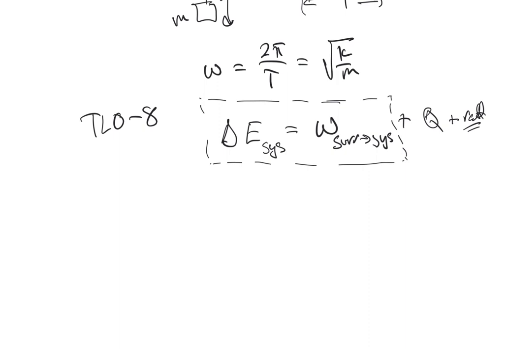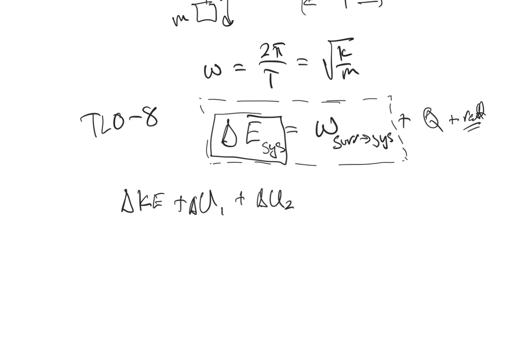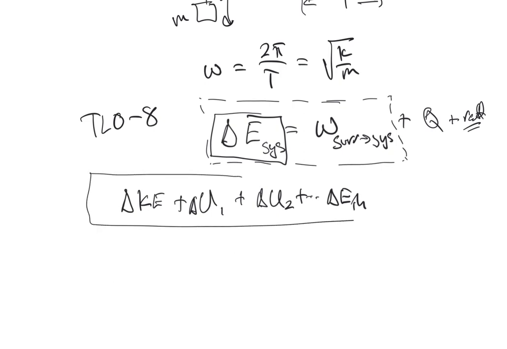But this TLO-8 focuses on the left-hand side of this equation. So what is the change in the energy of the system? Well, the system can have kinetic energies, so there's changes of kinetic energy. There are various changes of potential energy. It could have gravitational potential energy, you could have elastic potential energy, other kinds of potential energy in the system. And you can also have internal energy like thermal energy. So you could say delta E thermal if the system's temperature is changing. So TLO-8 is just about this left-hand side here, calculating these changes in energy of the system.